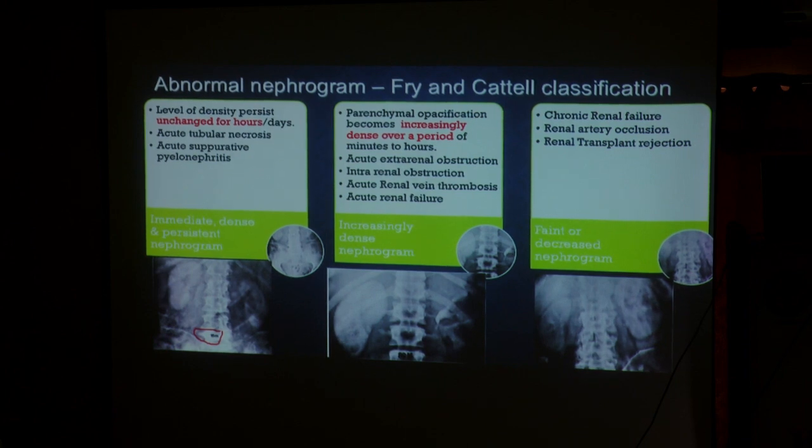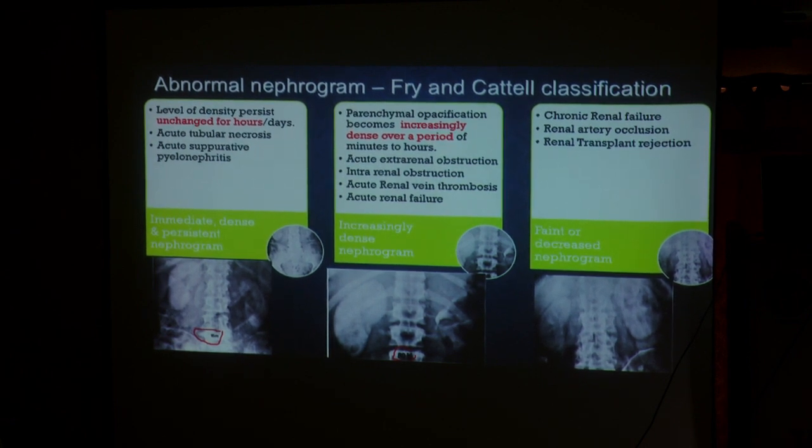In the second one, we can see increasingly dense nephrogram. Here, even after 80 minutes, the density of the renal parenchyma is going on increasing. The parenchymal opacification became increasingly dense over a period of time. This is seen when there is failure of excretion of the contrast. It can be due to renal stones or malignancies or any thrombus. So whenever there is a failure of excretion of the contrast, we will get increasingly dense nephrogram.